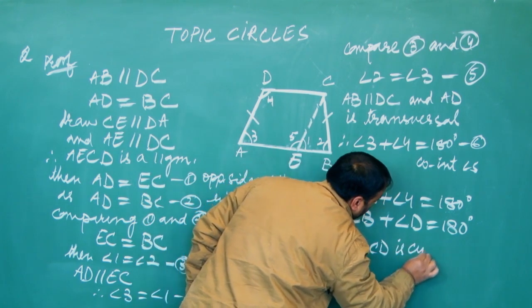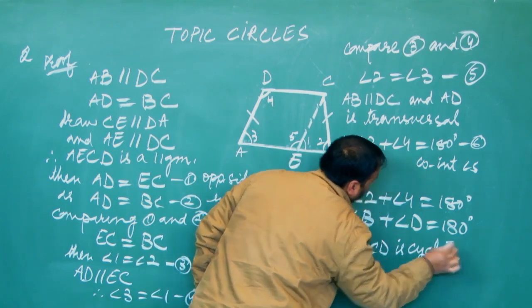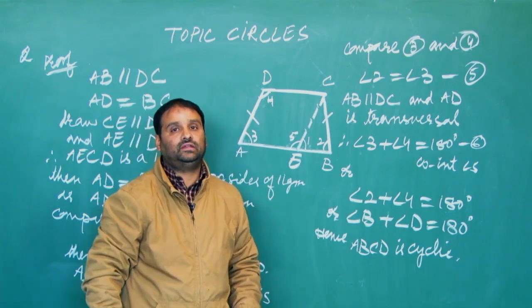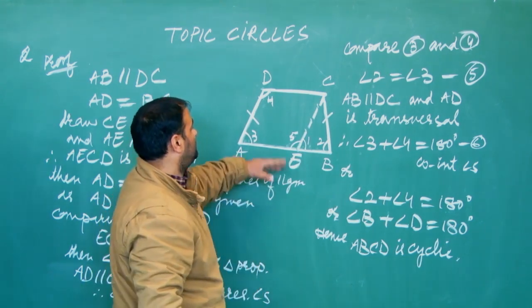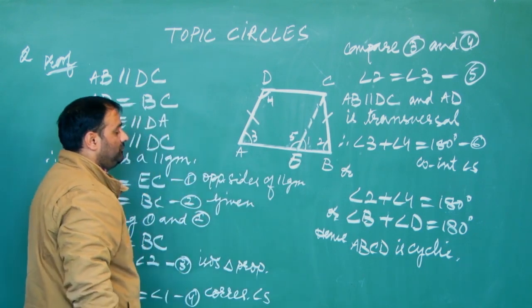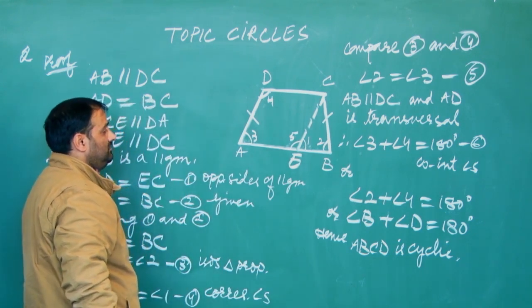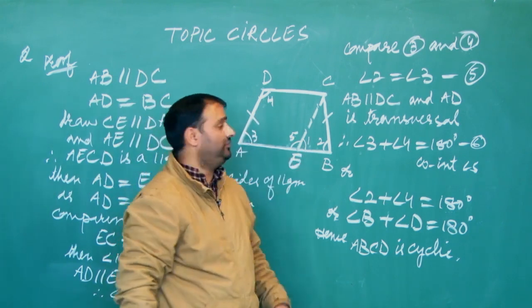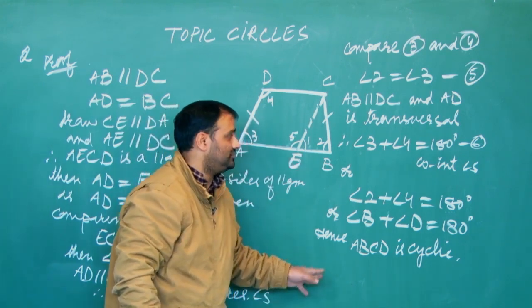It is a cyclic trapezium. So, whenever in a trapezium, if non-parallel sides are equal, then it always forms a cyclic quadrilateral. And to prove cyclic quadrilateral or trapezium, we need to find the sum of the opposite angles equal to 180. And that we did. Hope you understood this question.